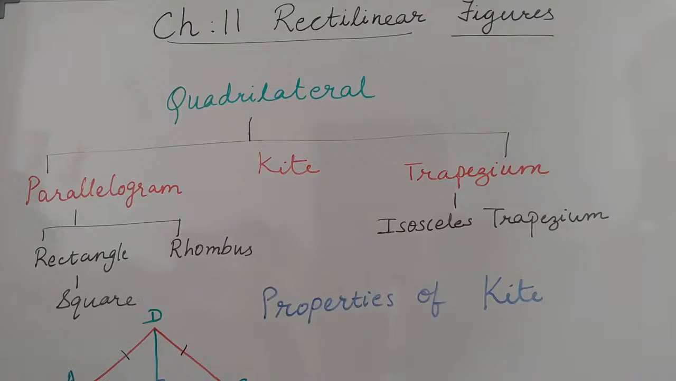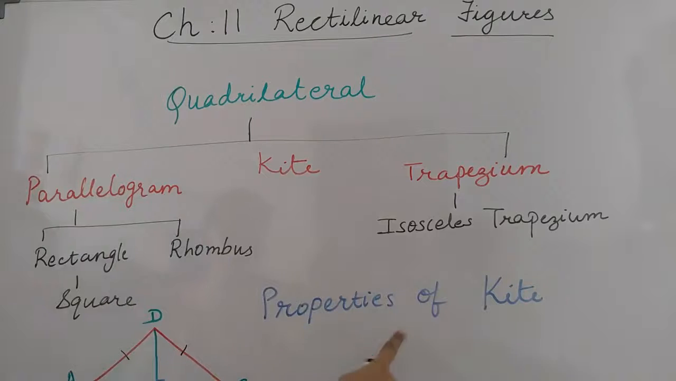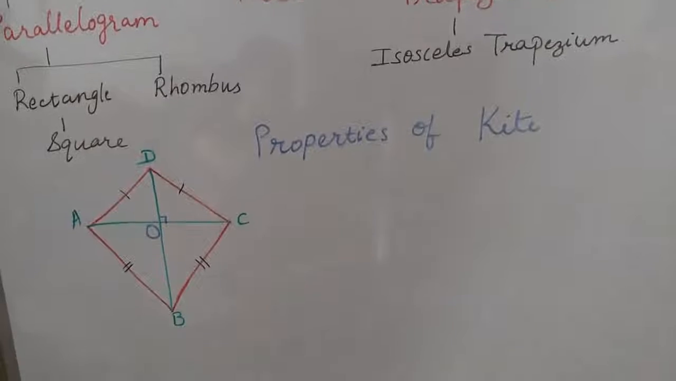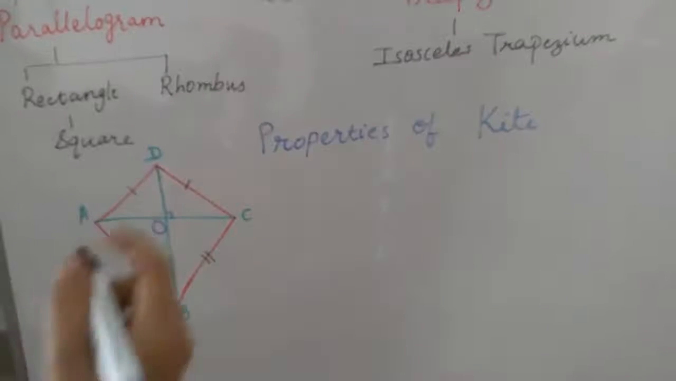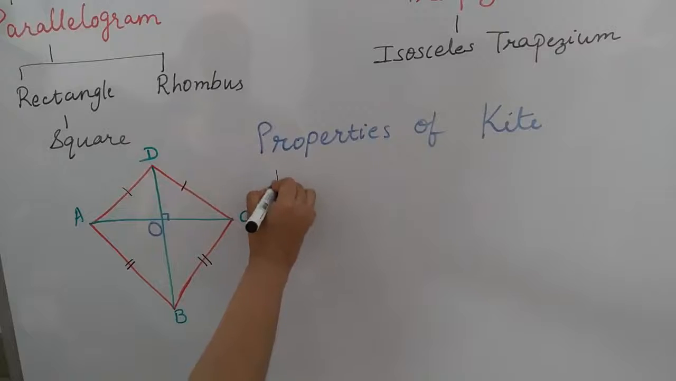Okay, now the last shape remaining is the kite. So now we will see the properties of a kite. Here the figure of the kite is already drawn. You can see clearly this is the kite shape. Now I have drawn kite ABCD. So first of all, the first property we write.